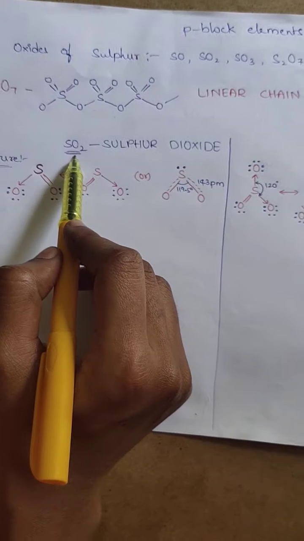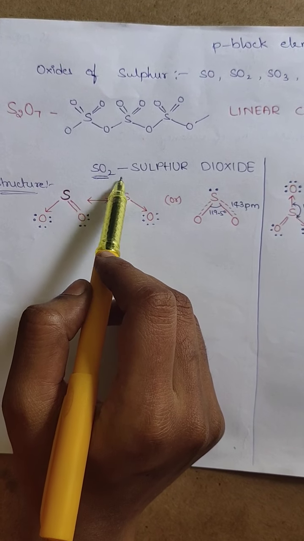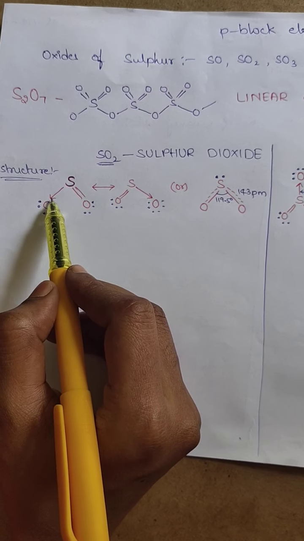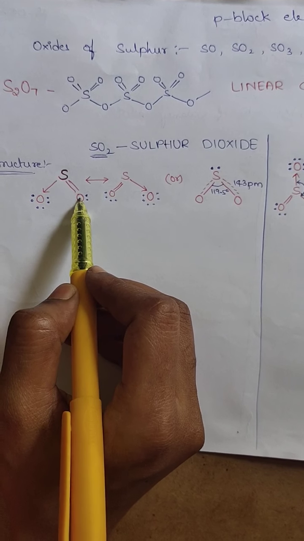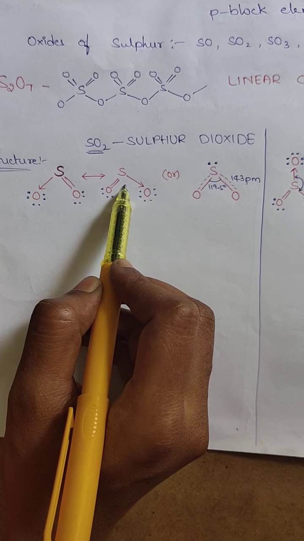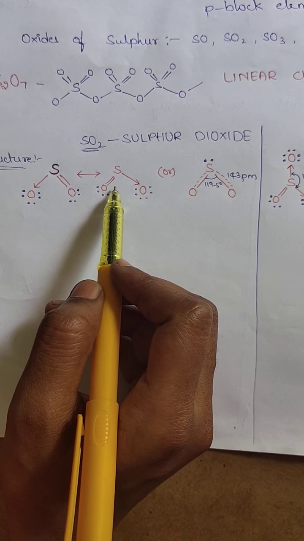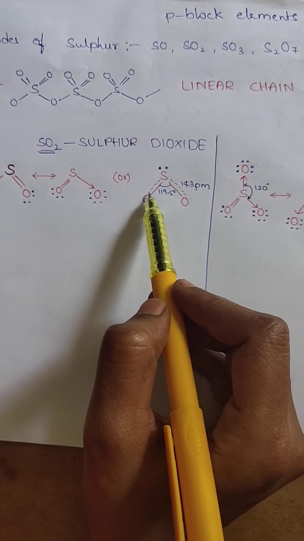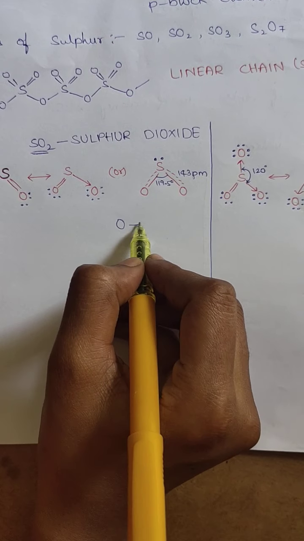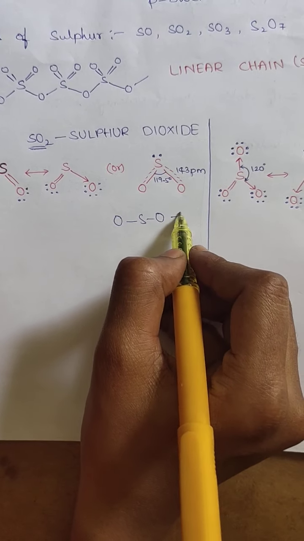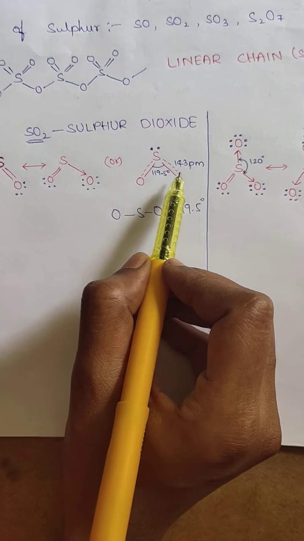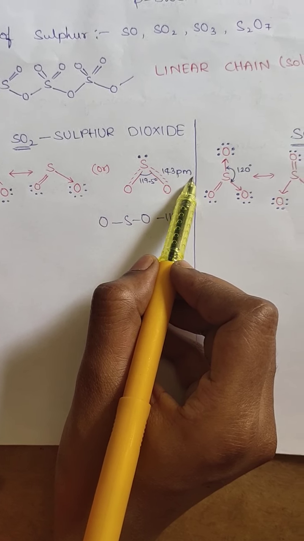Next one is sulfur dioxide. The structure of sulfur dioxide will be like this. Here, between sulfur and oxygen, one is a dative bond and another one is a double bond. This is the resonance structure of sulfur dioxide, or we can write the structure like this, meaning there is a partial double bond between sulfur and oxygen. Here the bond angle O-S-O is 119.5 degrees.